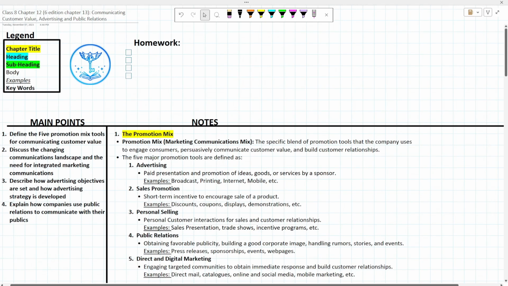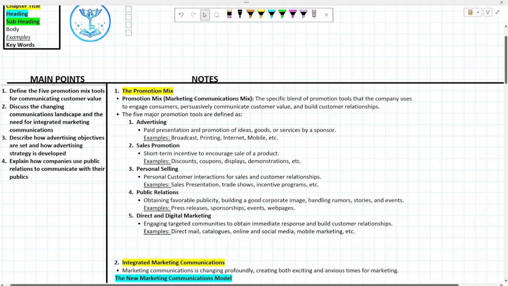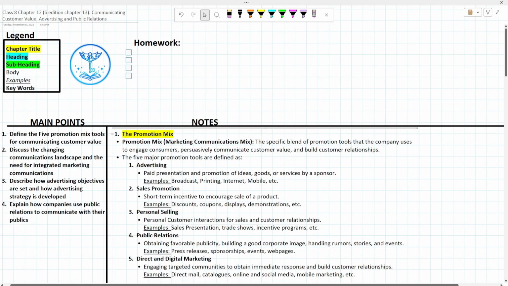Today I'm going to be in COMM 223, Chapter 12, Communicating Customer Value, Advertising, and Public Relations. So let's look at the legend. Anything already highlighted in yellow is our chapter title. Anything in blue is our heading. Anything in green is our subheading.